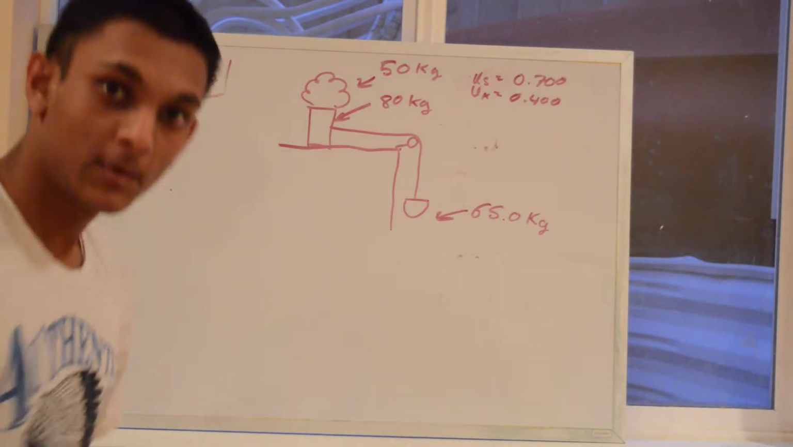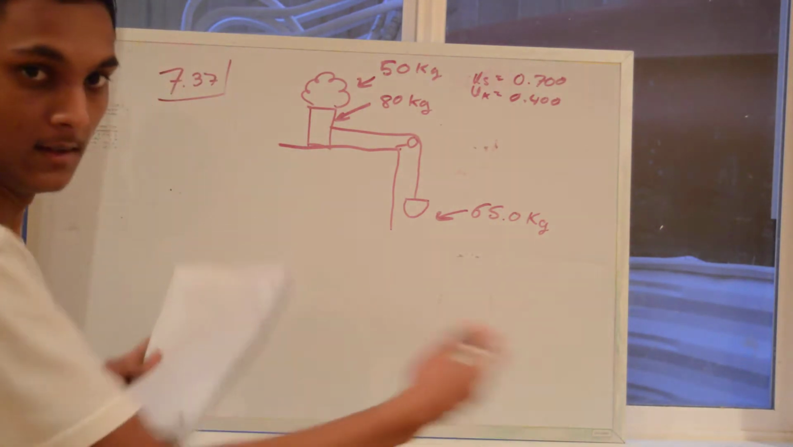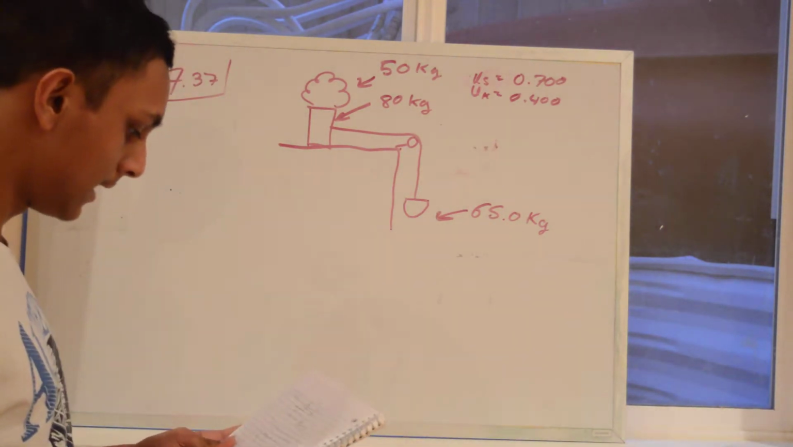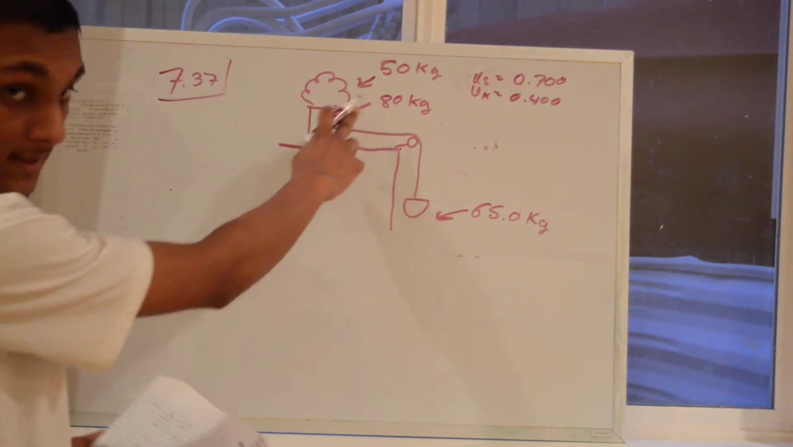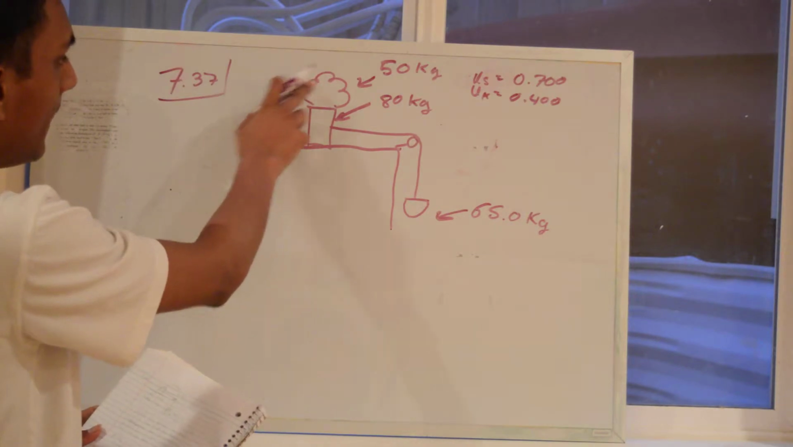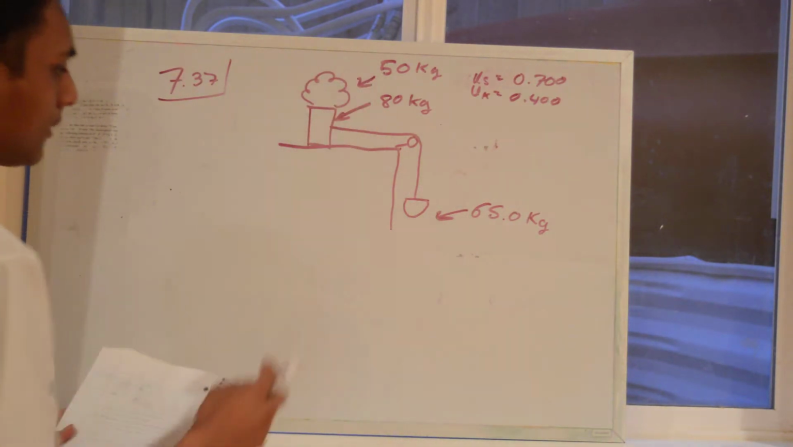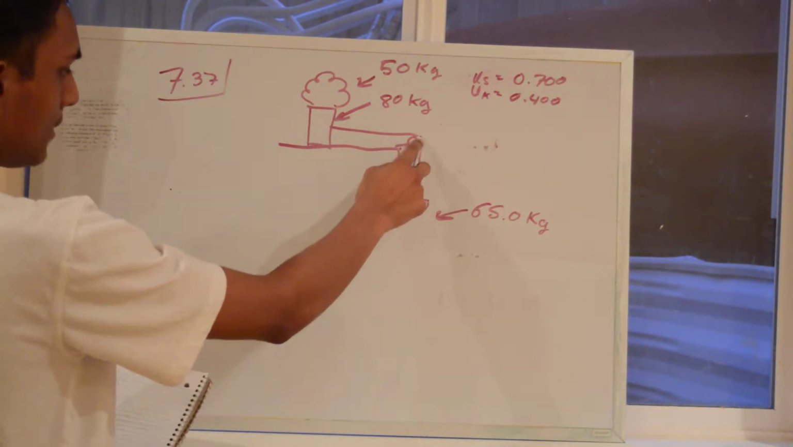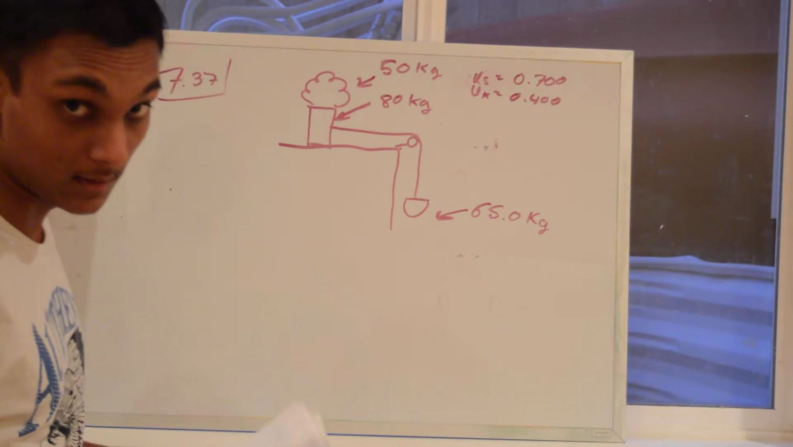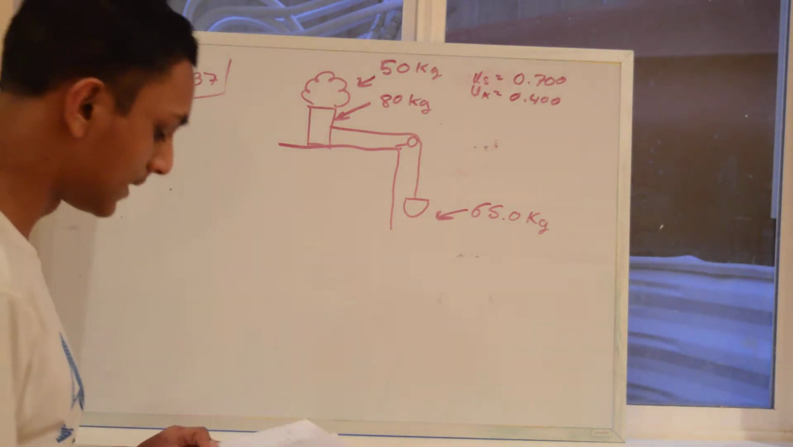Hello! So today we're going to be doing 7.37 from the homework. This is the presentational video version of it. So basically we have a box that weighs 80 kilograms, a bag of concrete. Just imagine this little cloud is concrete that weighs 50 kilograms, and then it's going over a very light string. This is a frictionless pulley, and then we have a bucket of concrete that weighs 65 kilograms.